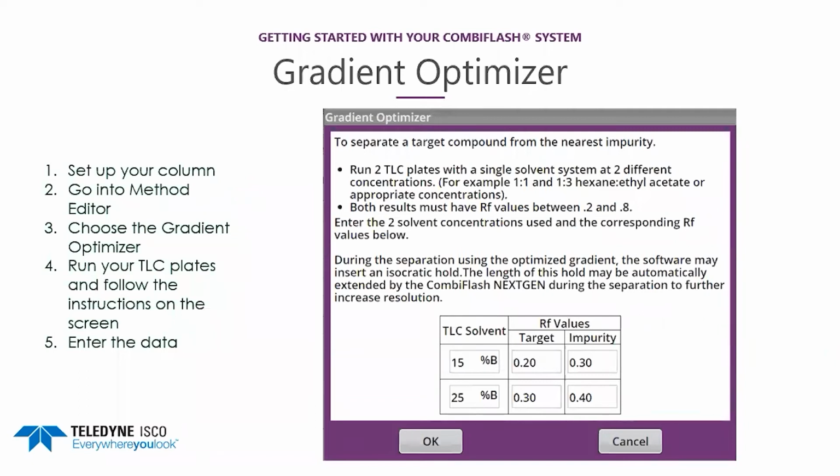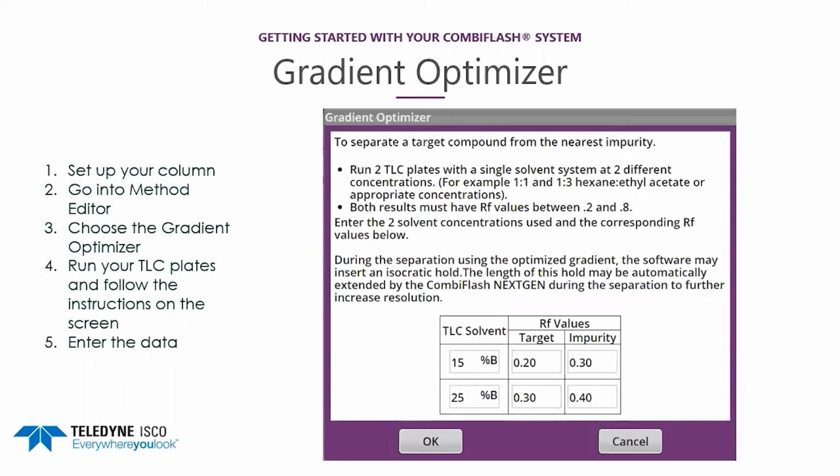This screen is simple. It has the instructions on it. Follow the instructions as they describe the retention factor range, that is, the range of RF that will allow the gradient optimizer to work correctly. Enter the data and press OK.